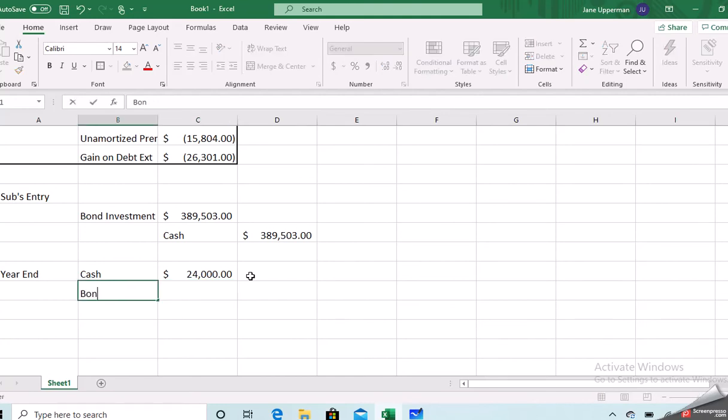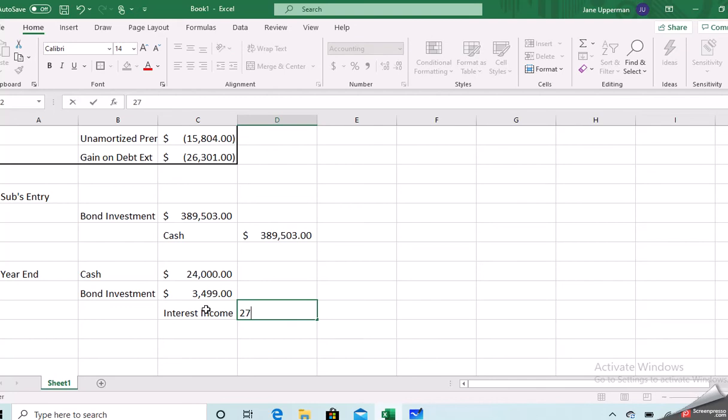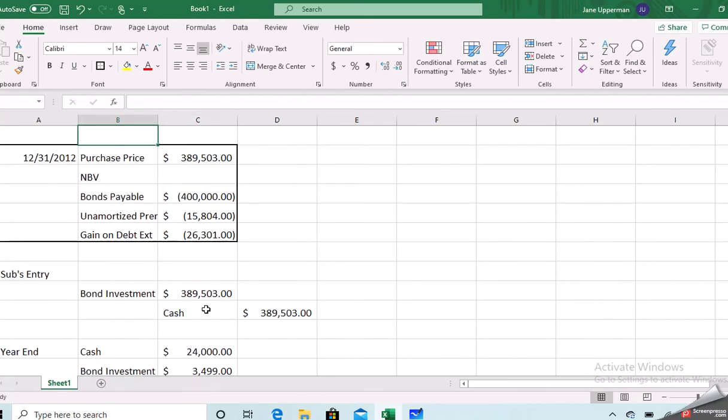They're going to amortize the discount by debiting the bond investment. Again, the goal is to bring this bond investment over time up to $400,000, which is the amount of the face value of the bonds. And they tell us that discount is being amortized at $3,499 a year. So that goes there. Then the credit goes to interest income for $27,499.